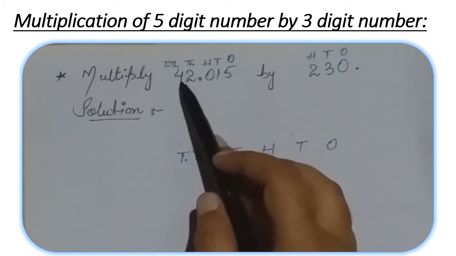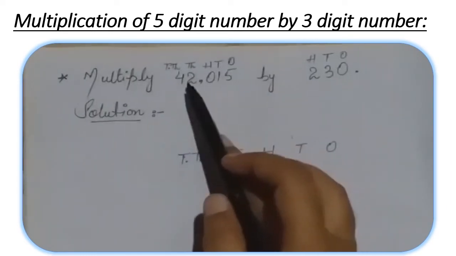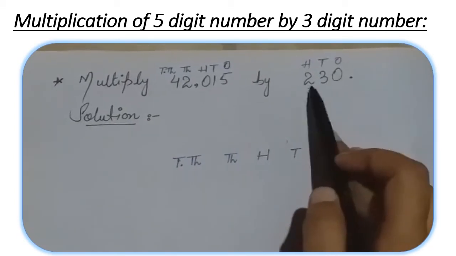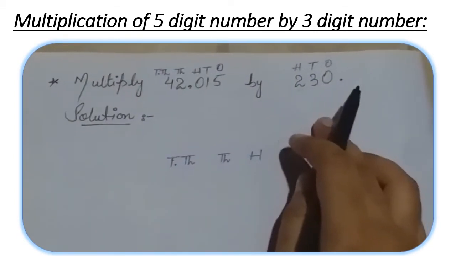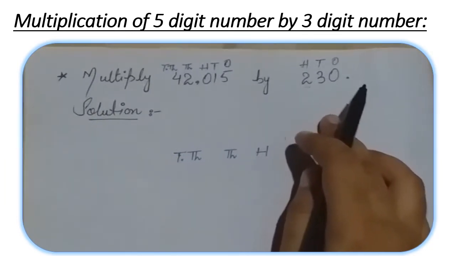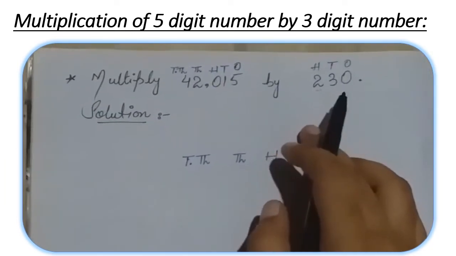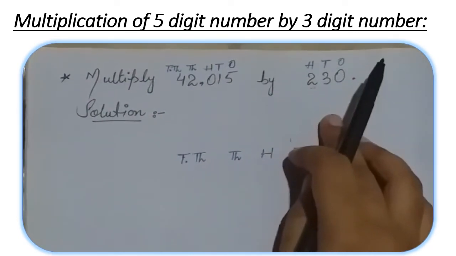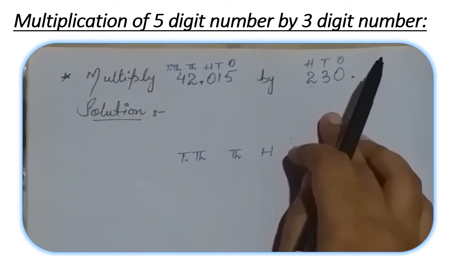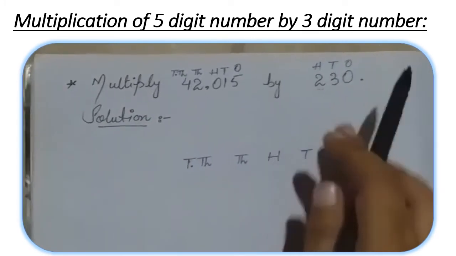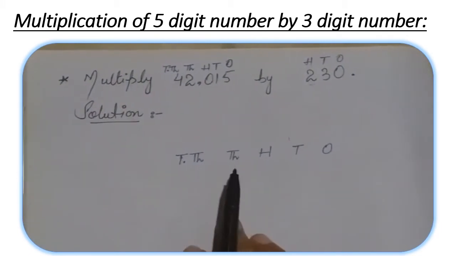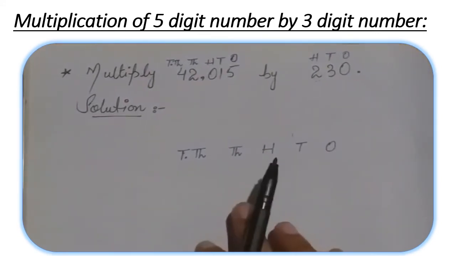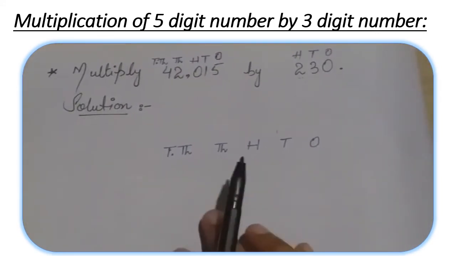So students, in this example we have given multiply 42,015 by 230. In this example we have the multiplicand in which we have 5 digits and the multiplier in which we have 3 digits. In the previous example you learned about how to multiply 3-digit number by the 3-digit number. In this example you will learn how to multiply 5-digit number by the 3-digit number. Students, let me tell you one thing, that the steps of multiplication are more important than the number of digits, because once you learn the proper stepping and how to multiply step by step, then whatever the digits will be given to you, it will not be difficult for you to multiply.